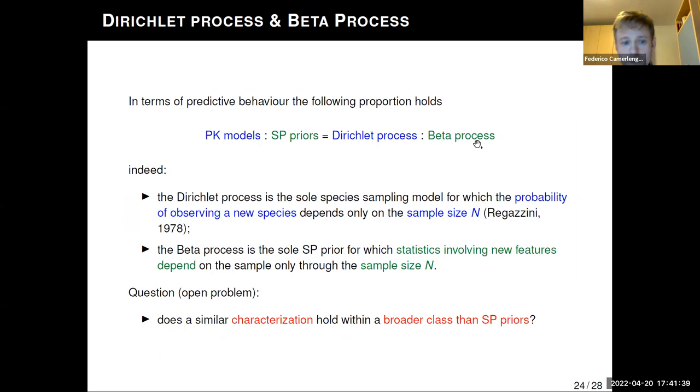What does it mean? It means that the Dirichlet process is the sole species sampling model for which the probability of observing a new species depends on the initial sample only through the sample size n. This result is due to Regazzini. And the beta process is the sole scale process prior for which statistics involving new features depend on the initial sample only through the sample size n. There is this analogy between the Dirichlet process and the beta process. This characterization of the beta process holds true in the class of scale process priors. So an open problem is the following: does a similar characterization hold in a broader class than the class of scale process priors? This is an open problem.